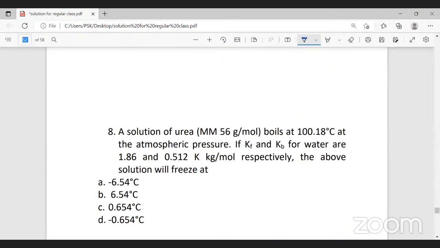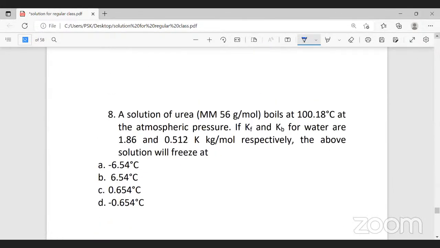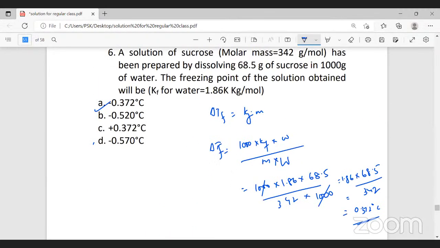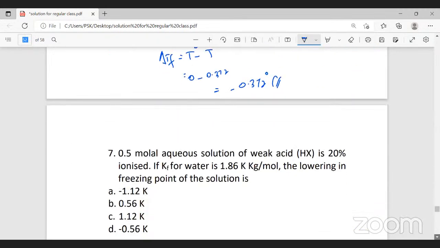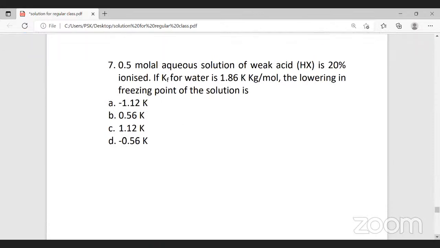0.5 molar aqueous solution of weak acid, HX, is 20% ionized. If Kf of water is 1.86 Kelvin per mole, the lowering in freezing point of the solution is. Now, this HX is a weak acid. When we say HX is a weak acid, it will dissociate to form H+ and X-, partial dissociation.